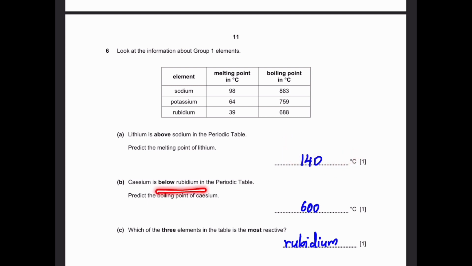Cesium is below rubidium in the periodic table, which means it's the next element in group 1. Predict the boiling point of cesium. As you can see, just like melting point, the boiling point also decreases as you go down the group. So we can write a number which is significantly less than 688, but not too less. You cannot write 400 because it does not obey this pattern given here. Over here, it decreases by 124. Over here, it decreases by 71.